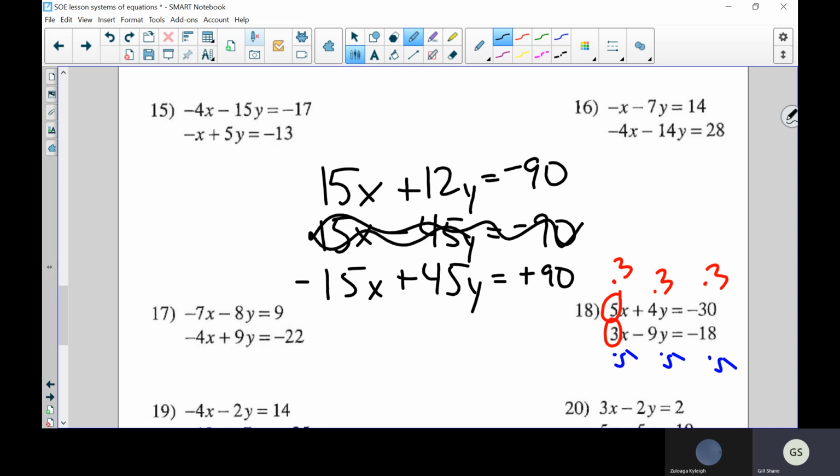So that one goes away. Now you have the same number, opposite signs.